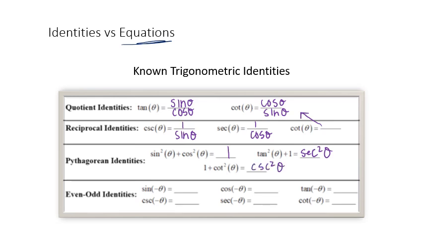All right, then we also learned about the even and the odd functions. So we know that sine is an odd function, which means that cosecant is also an odd function. So you can just take that negative and you can move it out in front. Cosine and secant are even, so you can actually just get rid of that negative. And then tangent and cotangent are also odd. So you've got to pull that negative sign out in front.